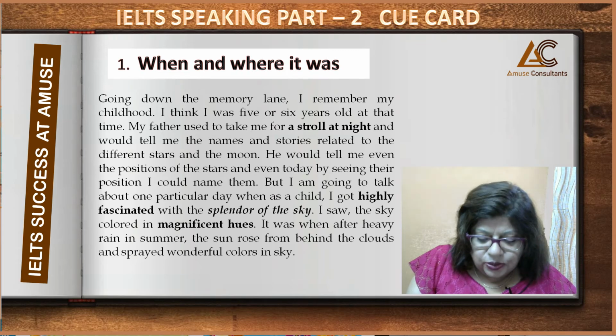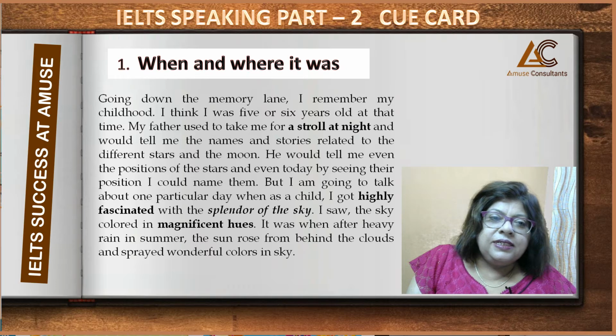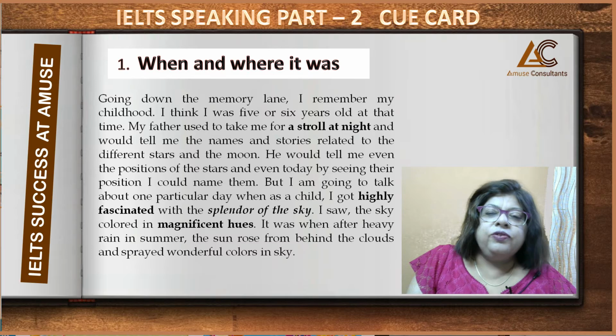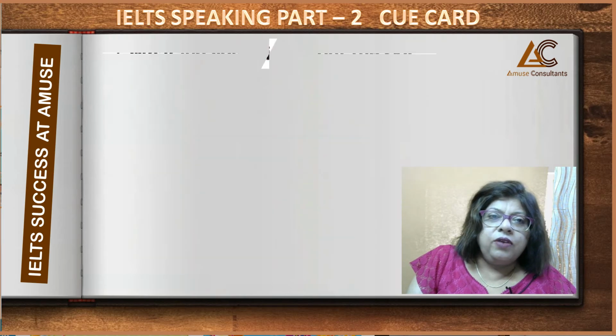So, dear learners, here I am saying that once it was raining very heavily, and when the rain stopped, the sun rose from behind the clouds and it became bright again. And at that time, the sky got colored with really beautiful hues. So this is the time, when I was a child. I have described it here. All the highlighted words are the good phrases you need to take care of.